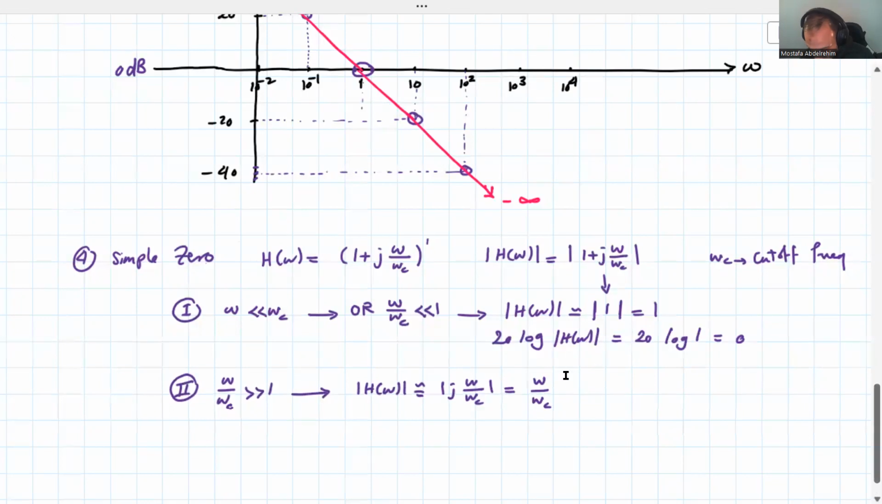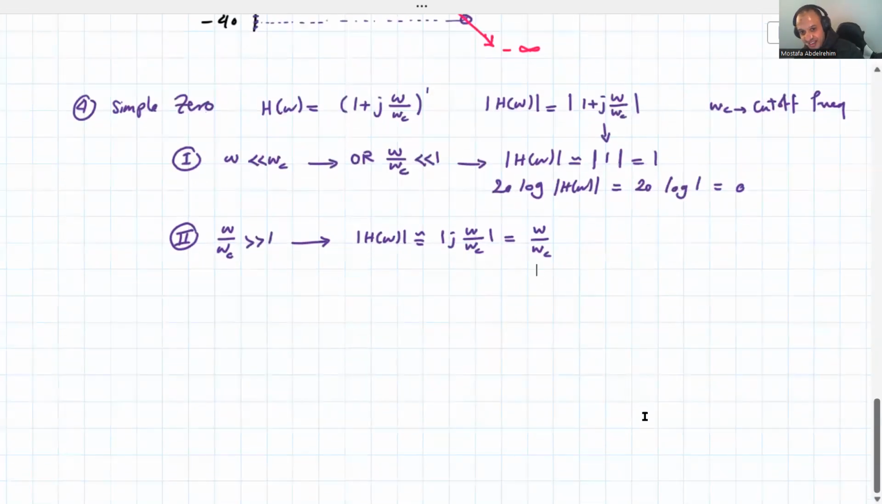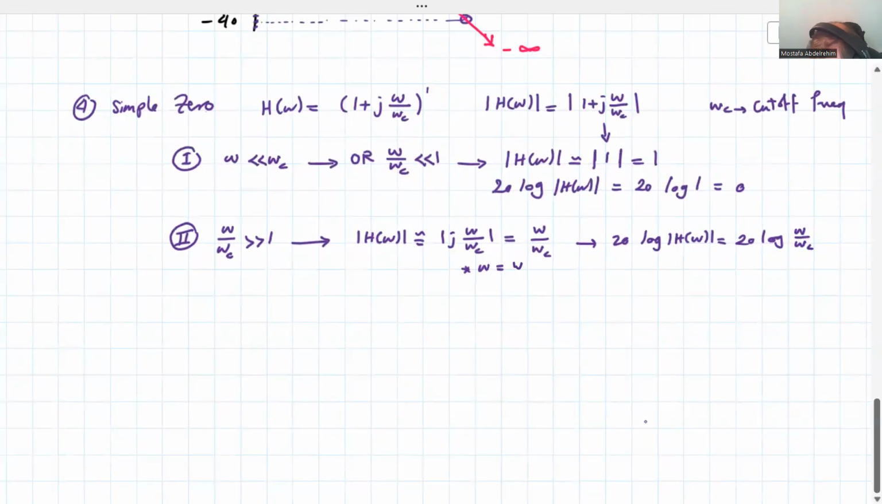Now let's take cases, like points, so we can connect these points and get the graph. Before that, again, we plot 20 log the magnitude. So 20 log h of omega equals 20 log omega divided by omega c. Now let's take both cases. First case, omega equal to omega c. That will be 20 log 1, which is 0.